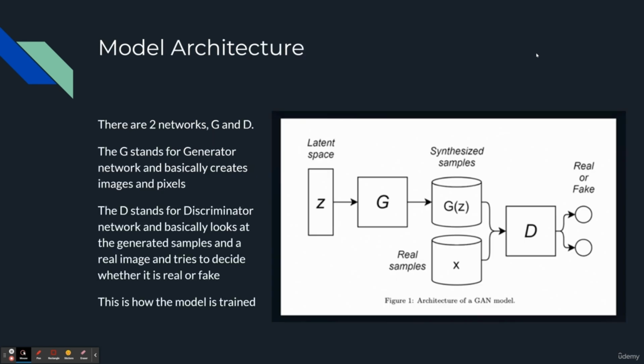So the model architecture at a high level, which this image is actually taken from a paper detailing the GANs architecture, there are two important networks that are interconnected to generate a result: the G network and the D network. So the G stands for generator network, which basically takes raw noise data and creates images and pixels. The D network stands for discriminator and basically looks at the generated samples as well as real images and tries to decide whether it's real or fake. So over time, the model is trained using this feedback loop, and it's trained to create more images that look lifelike that can fool a discriminator network.